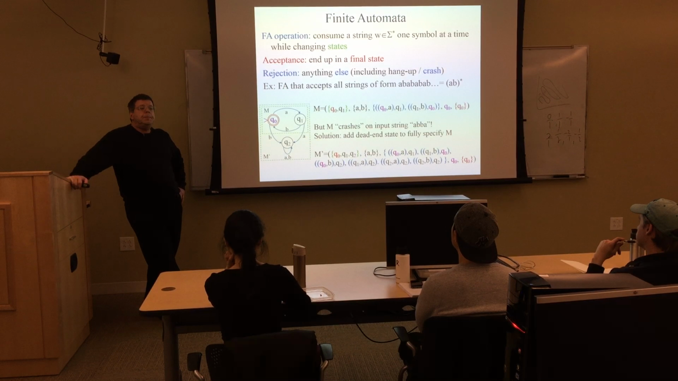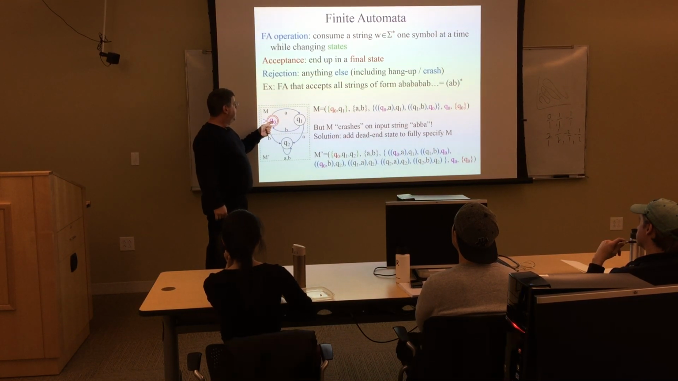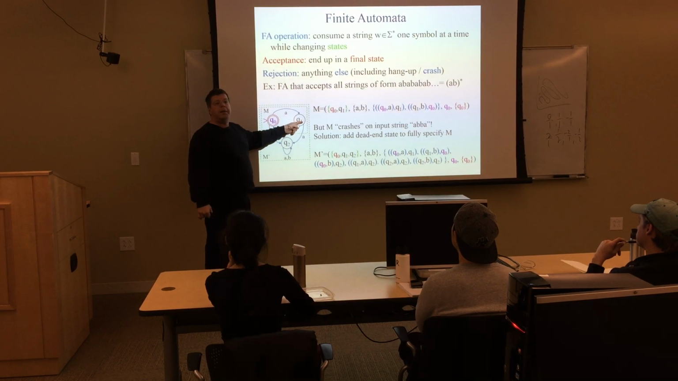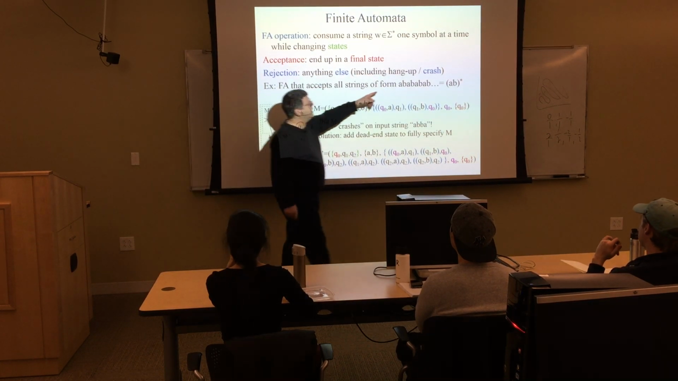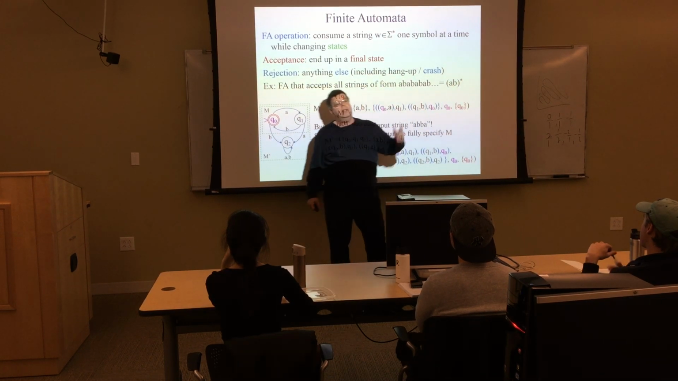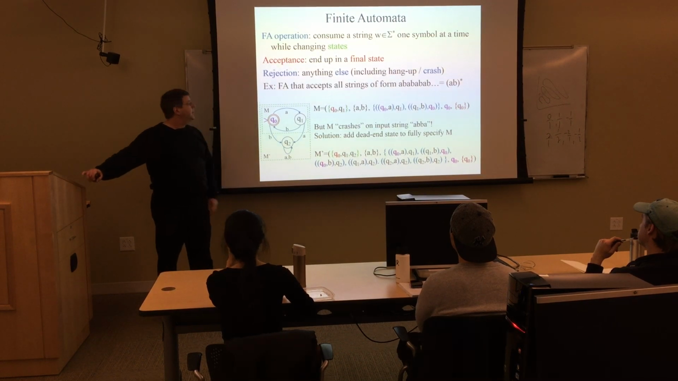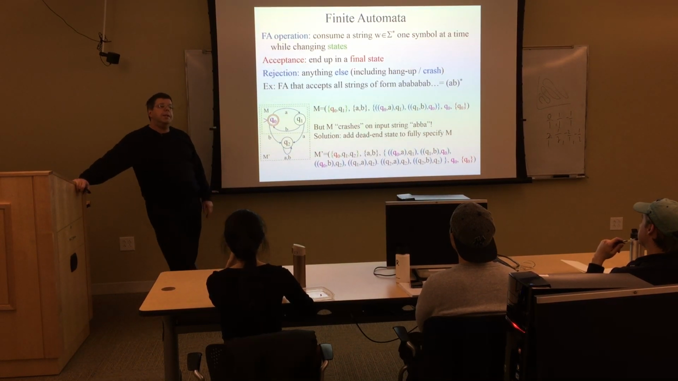Does that accept a single A? Good question. Does it accept a single A? You start here, you see a single A, you go there. That's the end of the input. So now you're there and you're done. And so this is not an accepting state, so you don't accept, so you reject, so it will not accept the A. And it shouldn't accept the A, because it should only accept strings of this form. And A is not one of those, because there's no B after the A. Right? So it does the right thing for an A. Any other thoughts, questions, comments?